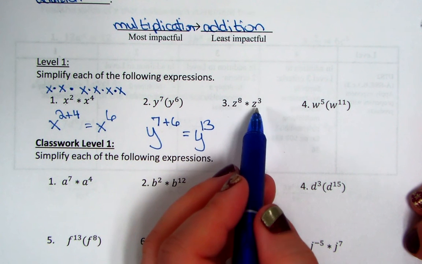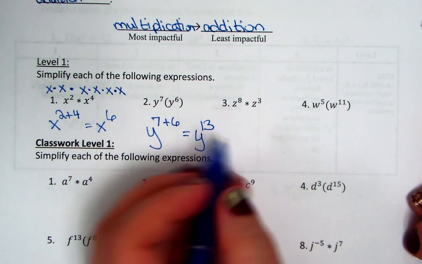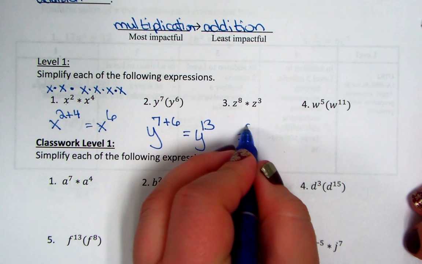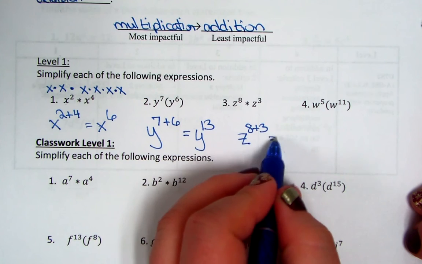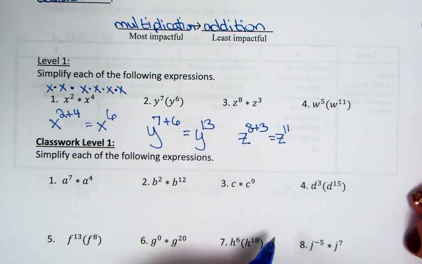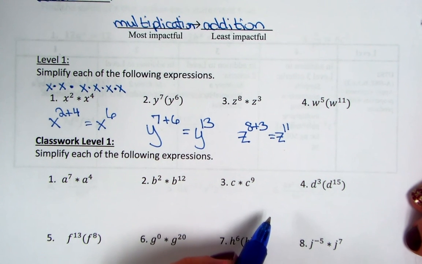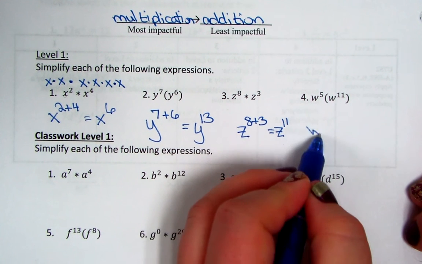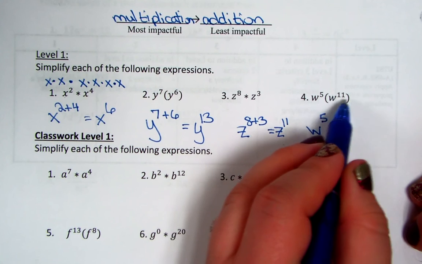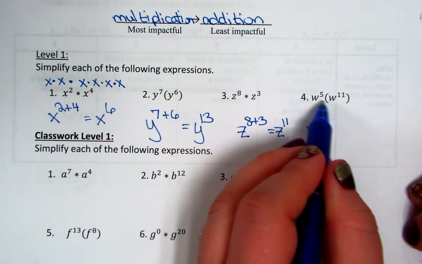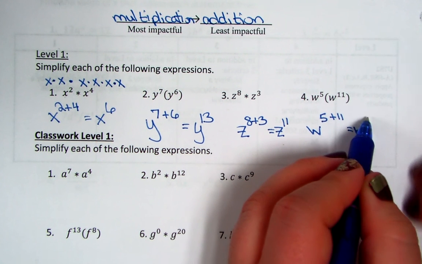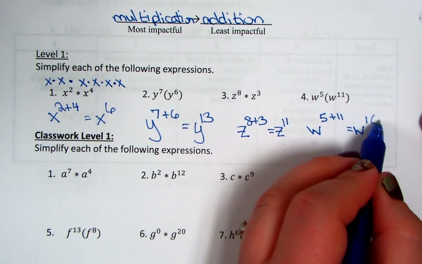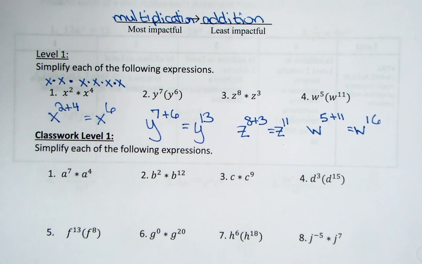Z to the 8th times z to the 3rd. I'm going to add the exponents. So it gives me z to the 11th. W. I have W to the 5th and W to the 11th. We're multiplying these bases, so we will add the exponents. And I get W to the 16th.